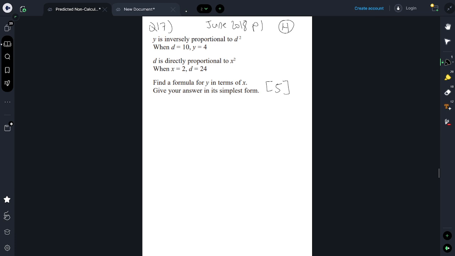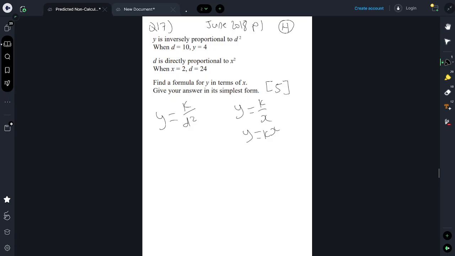So there's two bits of information going on here. y is inversely proportional to d squared, and then we're given information here. So let's split this up and work it one by one. Firstly, y is inversely proportional to d squared. As simply as possible, when you have two variables inversely proportional, so y and x, for example, it looks like k over x. That's all it is. It's 1 over x times the constant k. Direct proportion is just simply kx. That's all it means.